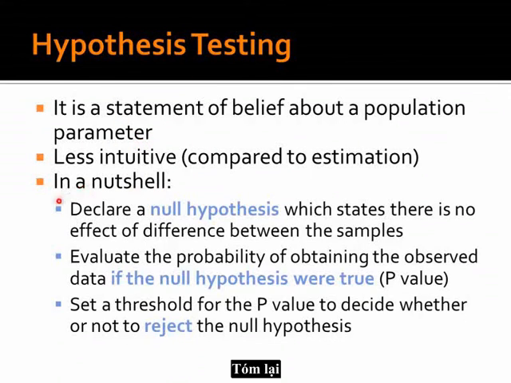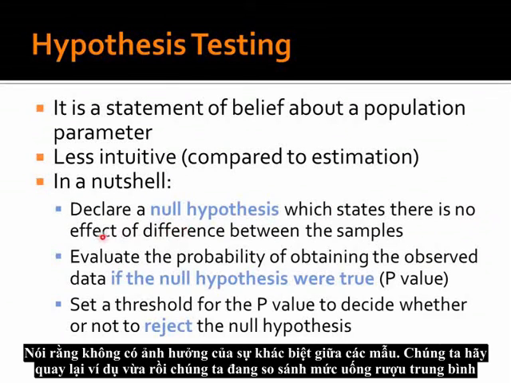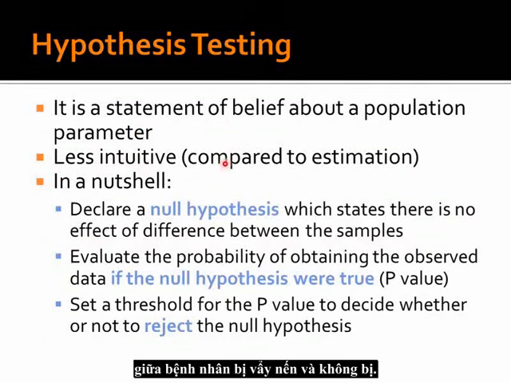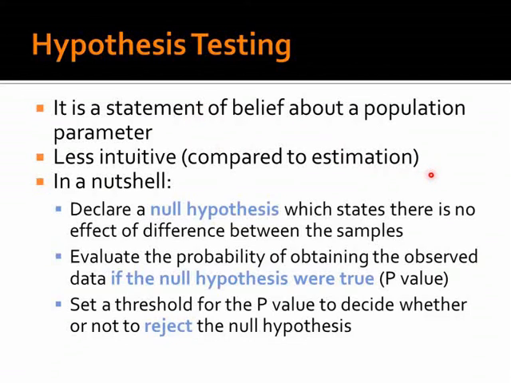Now, in a nutshell, what do we do? First, when we want to do hypothesis testing, we start by declaring the null hypothesis, which states there is no effect or difference between the samples. Now let's go back to the example we gave just now. We're comparing mean alcohol intake between psoriasis patients and non-psoriasis, those with this particular skin condition and those without that particular skin condition.